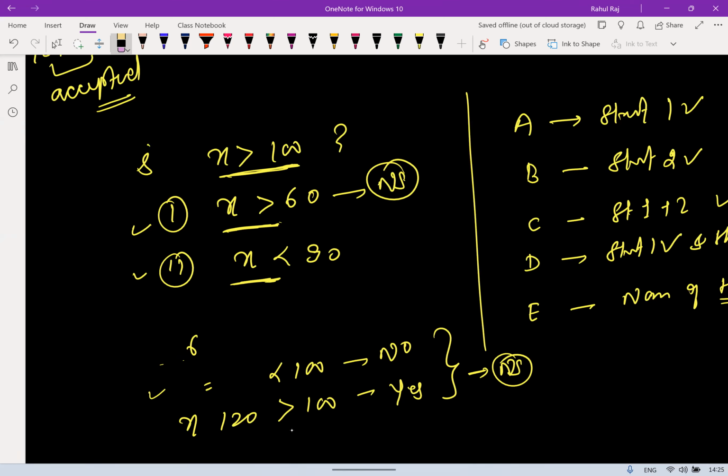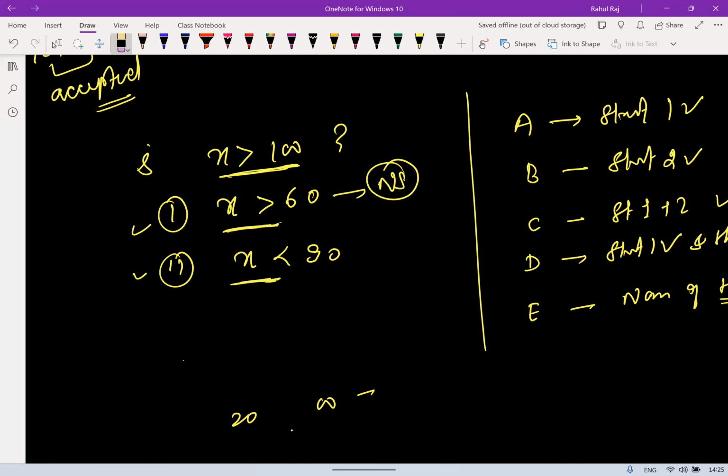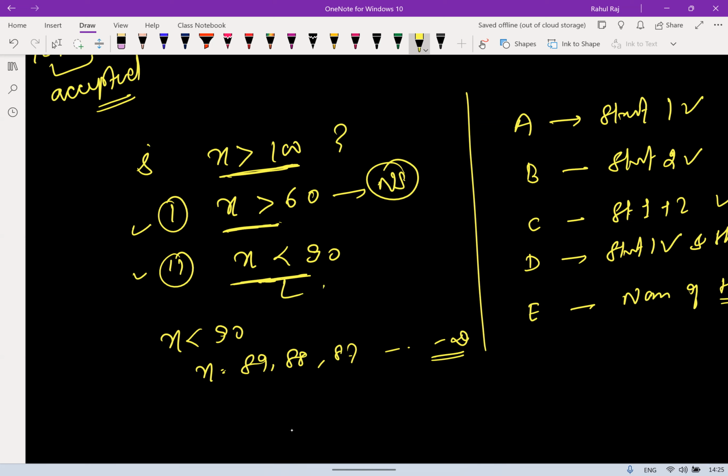X is less than 90. If x is less than 90, what do you understand from here? If x is less than 90, x can be 89, 88, 87, all the way to negative infinity, yes or no? Yeah, right. So can I say from here it's a confirm no answer?